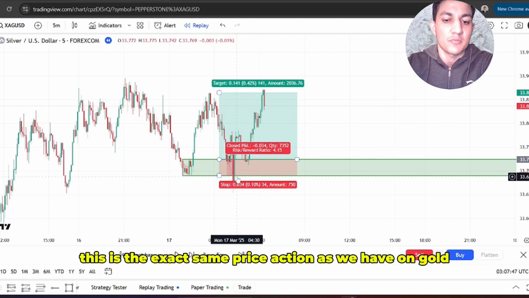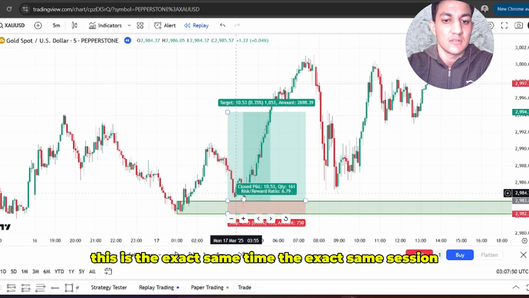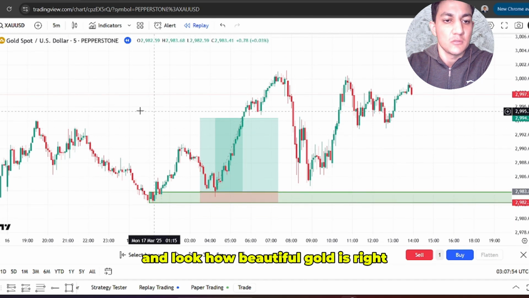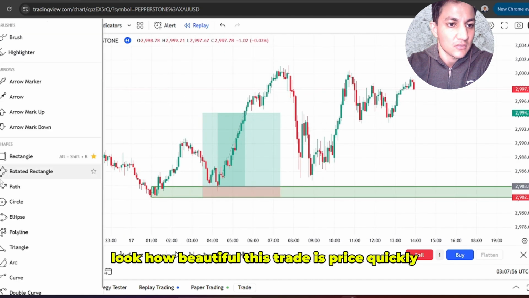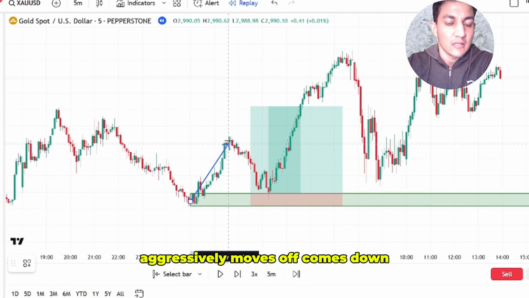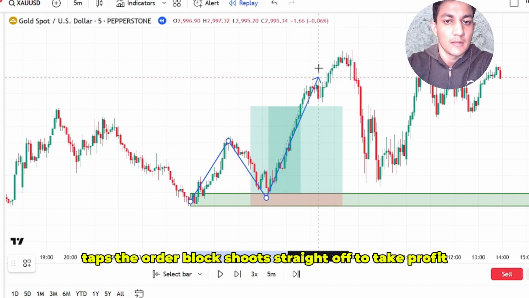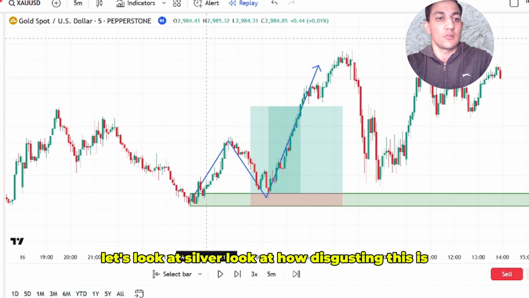This is the exact same price action as we have on gold. This is the exact same time, the exact same session, the exact same everything. And look how beautiful gold is. Look how beautiful this trade is. Price quickly, aggressively moves off, comes down, literally pokes your entry, taps the order block, and shoots straight off to the take profit. Let's look at silver.